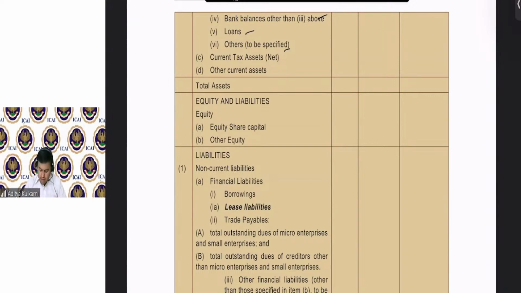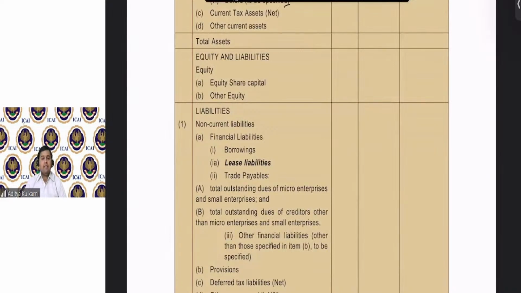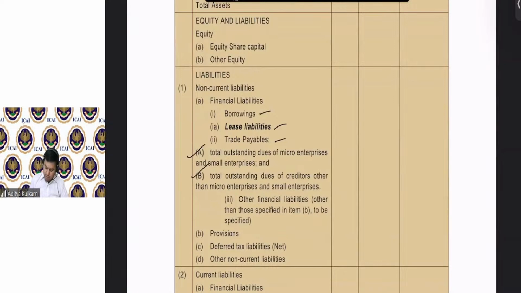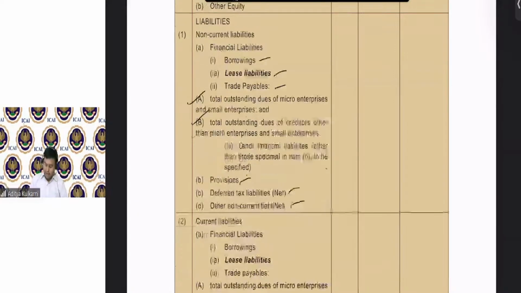Then liabilities, you have non-current liabilities. In that, financial liabilities, basically your borrowings, lease liabilities, trade payables. What is important in trade payables is you disclose the dues of micro and small enterprises and other than micro and small enterprises separately. Okay, so you give the allocation of this and other financial items other than those specified in item B to be specified. Provisions, DTL, other non-current liabilities.